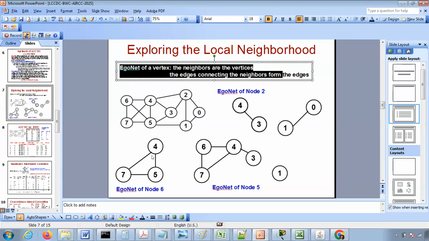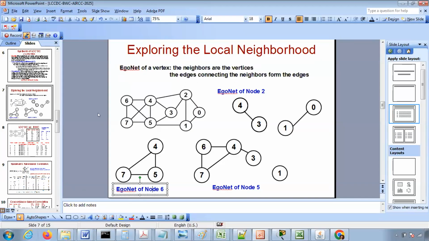So if you see for node 6, the neighbors of node 6 are directly connected to each other. So if the neighbors of node 6 want to communicate between them, like 4 wants to communicate with 7, it can directly communicate with 7. It doesn't need to go through node 6. Similarly, 5 to 7 or 4 and 5. So if the neighbors of your node are directly connected to each other, they don't need to go through the node for shortest path communication. So in the egocentric network for node 6, its local clustering coefficient is 1 because the neighbors of node 6 are directly connected to each other.